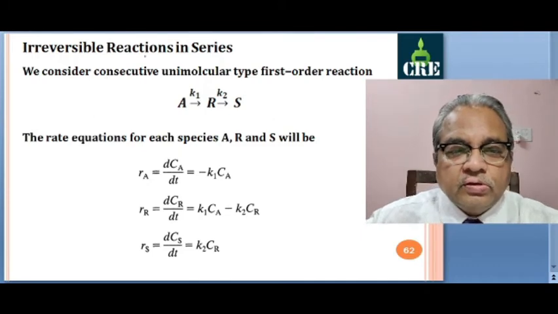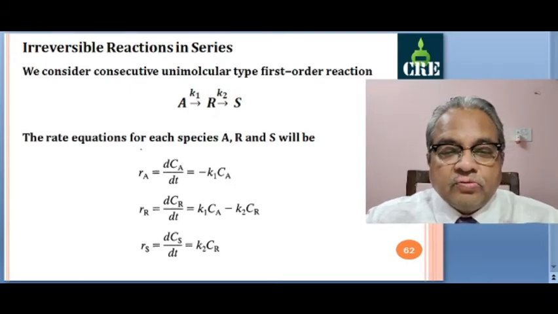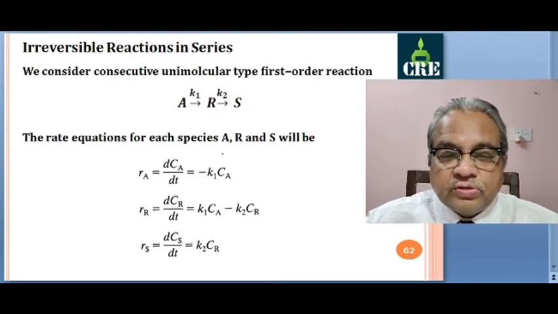Today we will see irreversible reactions in series. So here we consider unimolecular type first order reaction. A gives R and then R gives S. So these are consecutive reactions. Rate constants are K1 and K2. So rate equation for each of the species we can write.